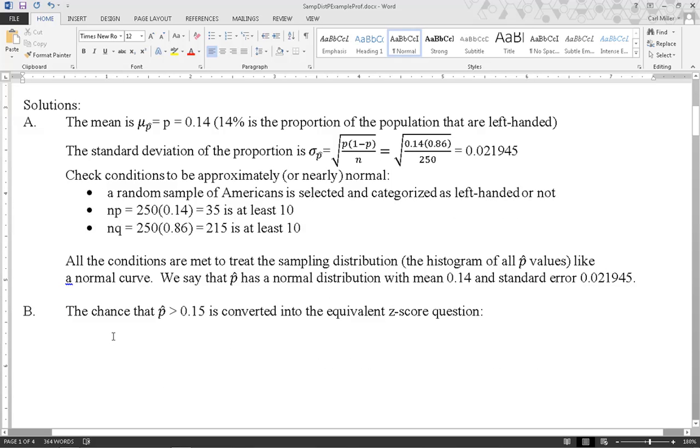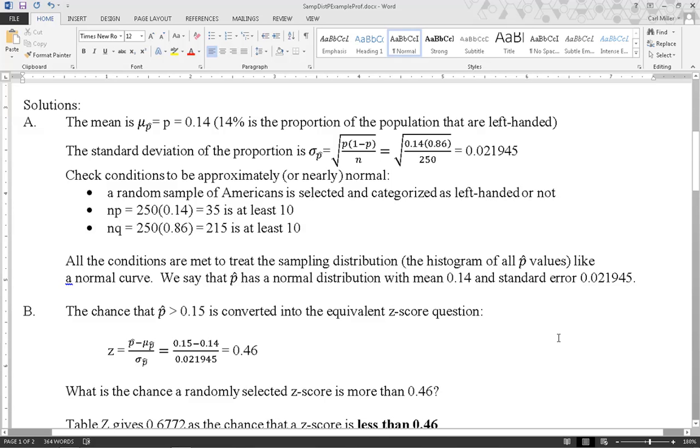B. The chance that p hat is greater than 0.15 is converted into the equivalent z-score question. Z equals p hat minus mu sub p hat divided by sigma sub p hat, which equals 0.15 minus 0.14 divided by 0.021945, which equals 0.46.